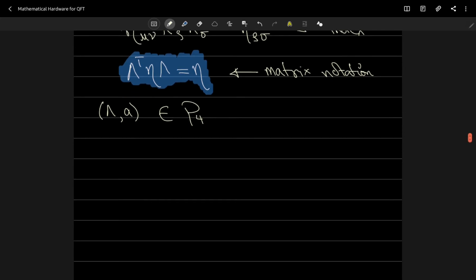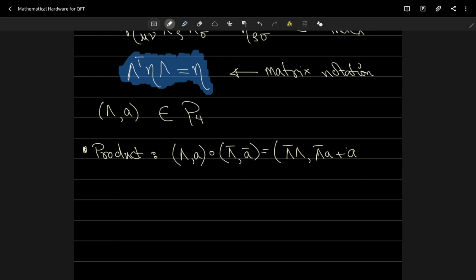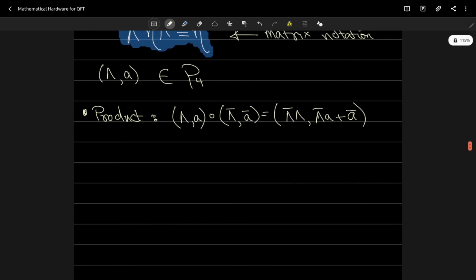Now, we can quickly check the group conditions for the Poincare group. The first one is the product, or you could say the composition. Say you have this lambda and A, and you take the composition with some other lambda, let's call it lambda bar, and some other translation A bar, that is equal to lambda bar lambda and lambda bar A plus A bar. So that's the composition for this Poincare group.